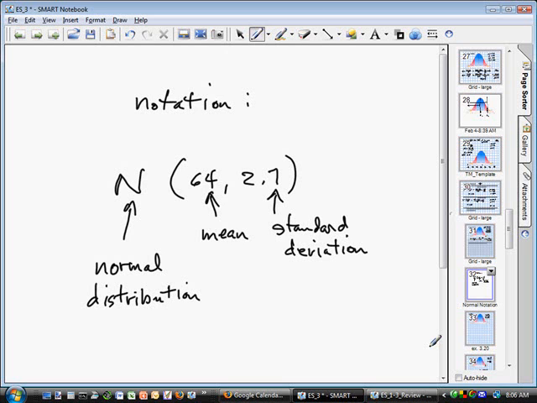Okay, so I don't think I made that point to you. I don't remember if I did or not, but you're going to start seeing that, and you're going to go, whoa, what's this N stuff with an ordered pair in it? That's what it means.